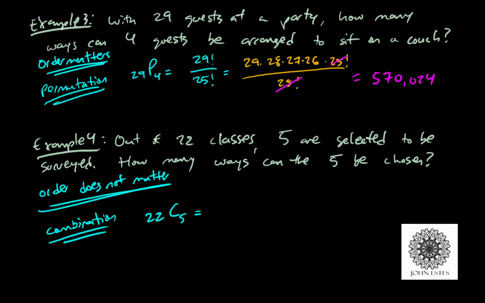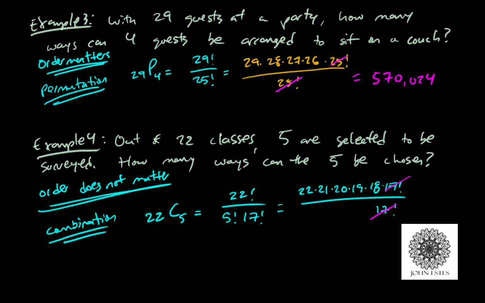So according to my formula, that is n factorial over k factorial times n minus k, so 22 minus 5, 17 factorial. All right, now let's see how we can do this. So I can cancel out the 17 factorial by saying 22 times 21 times 20 times 19 times 18 times 17 factorial over the 17 factorial, and those will cancel out. And I'm going to write out the 5 factorial is 5 times 4 times 3 times 2 times 1.